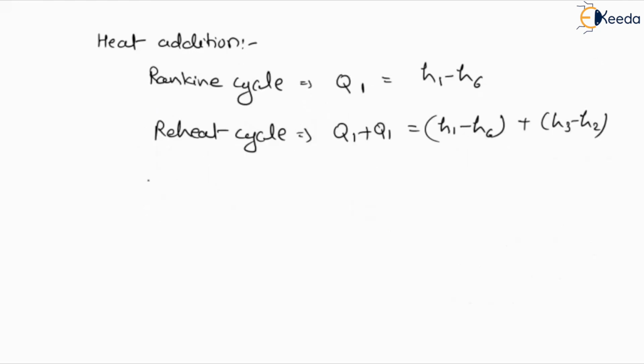So this is about the heat addition. If we compare this heat addition, the heat addition in the reheat cycle is more than the heat addition in the Rankine cycle. Here if we define the thermal efficiency, it is 1 minus TL by TH. So what is this heat addition representing? The value of TH is increased in the reheat cycle compared to the Rankine cycle. In that case, what is happening? The efficiency will increase.